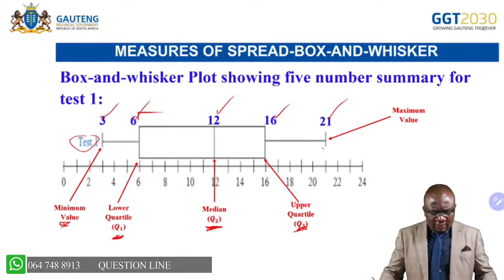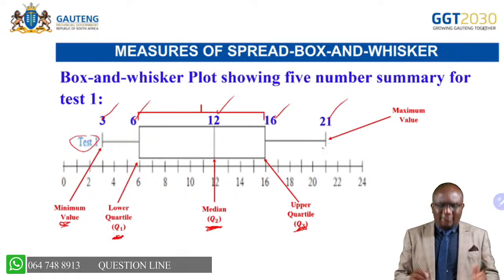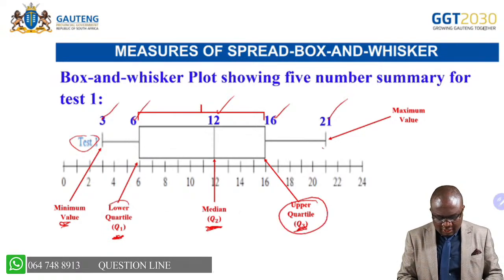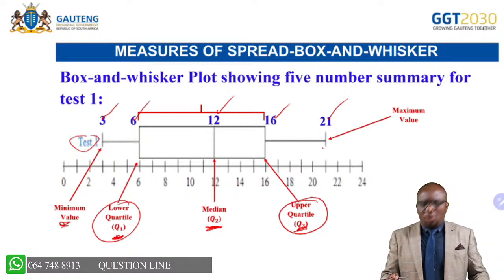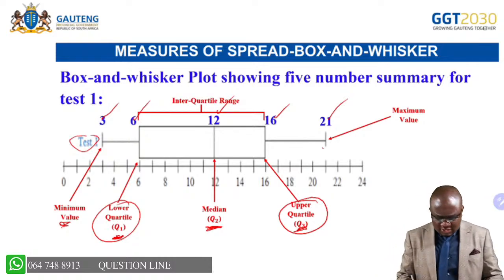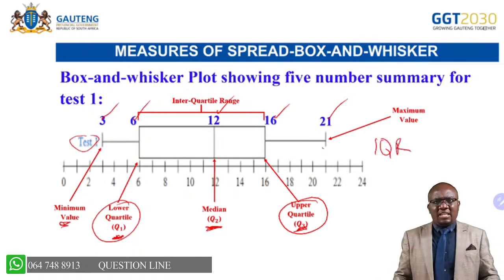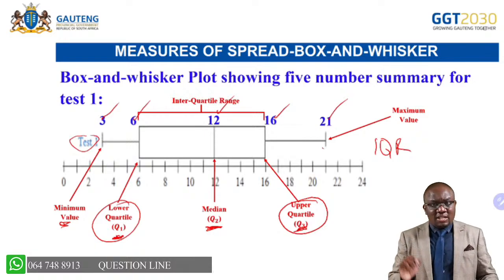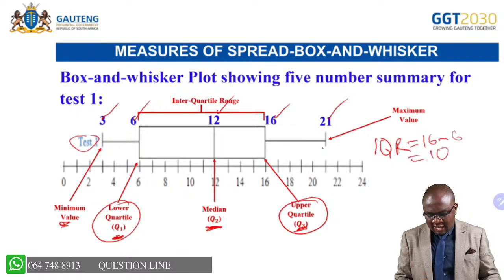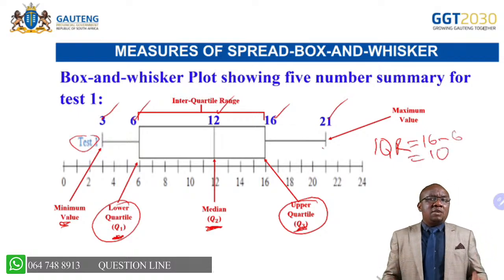The difference between the upper quartile and the lower quartile is called the interquartile range. So in this case, our interquartile range, the IQR, is going to be 16 minus 6, which is 10. Do you see that? That's the interquartile range.